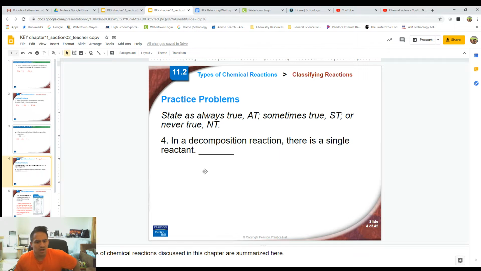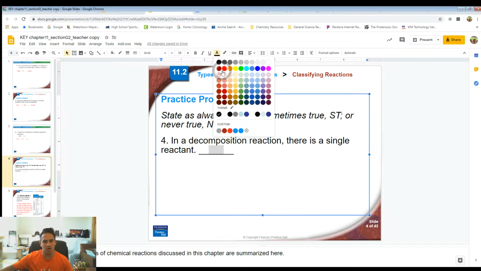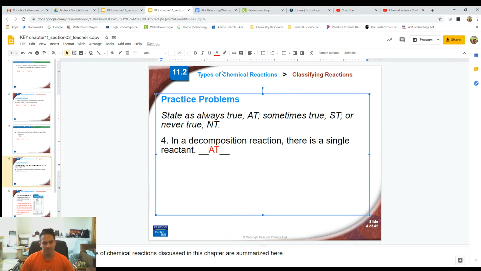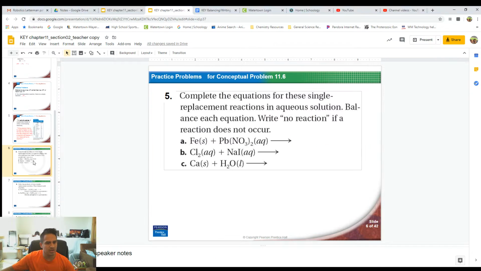All right, number 4. State, as always true, sometimes true, or never true. In a decomposition reaction, there is a single reactant. So we're going to say that this is actually a little bit of a tricky one. We're going to say always true. Typically, yeah, in decomposition you have one single reactant and it's breaking down into smaller things. So we're just going to say always true. I don't want to make it too complicated.